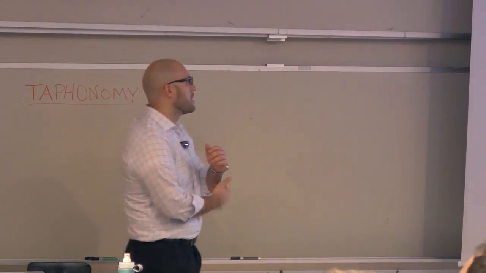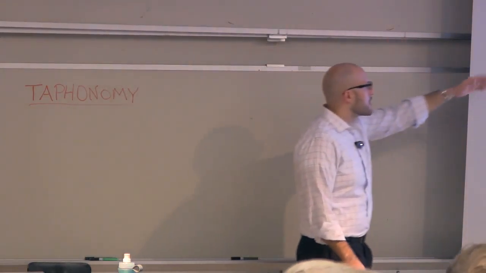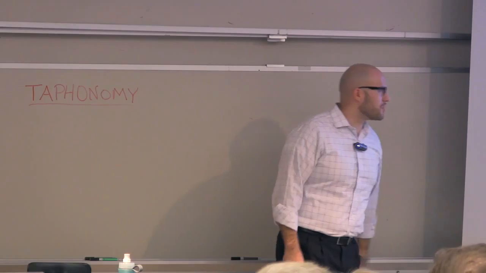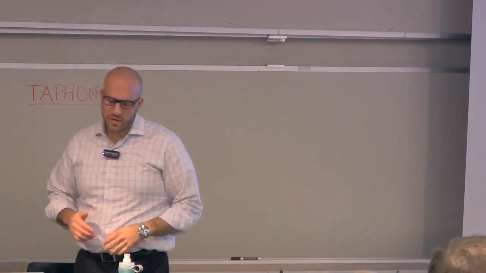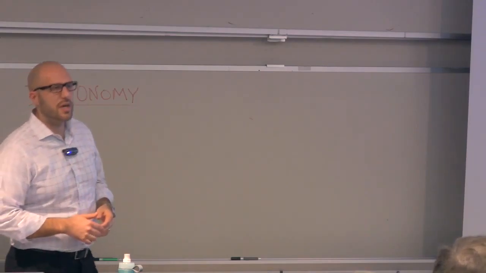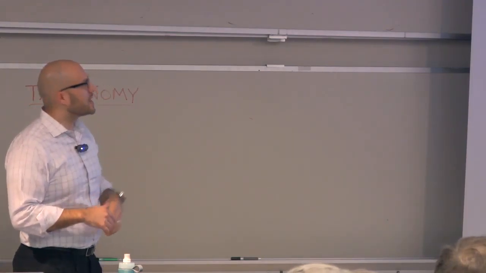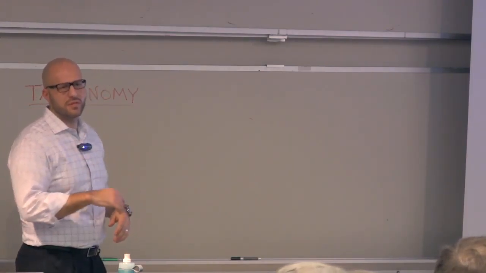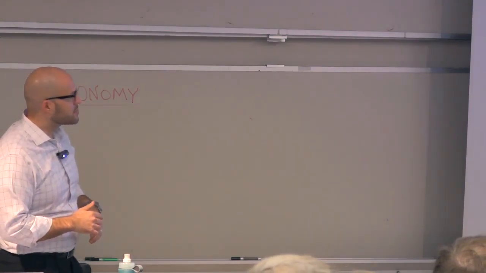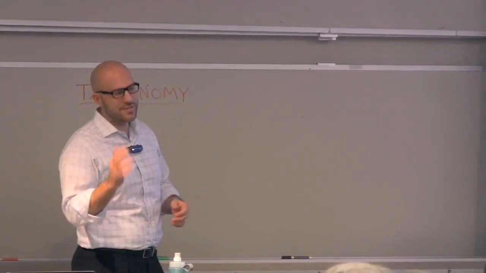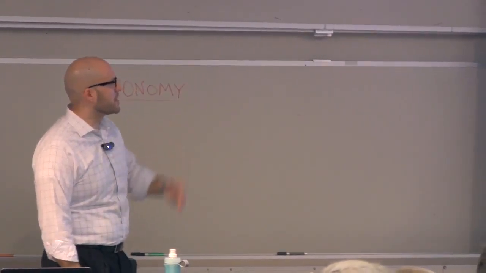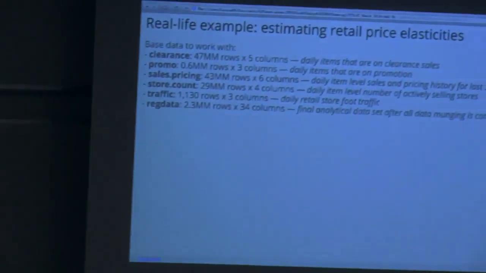So we munge all this data together, we come up with some analytical data set called reg data, which is significantly smaller because we exclude some products and say I'm only interested in the top 80% of the sales because I don't care about the rest. 20% of the sales is probably comprised by 80% of our products. It's a bunch of crap, right? It's products that nobody cares about. I only care about the 80%. But it has about 2.3 million rows, right, and 34 columns.